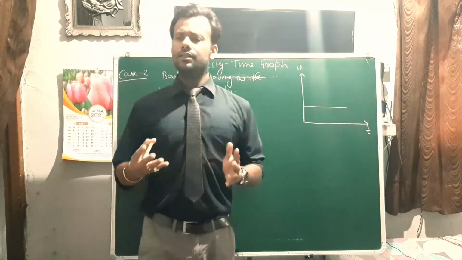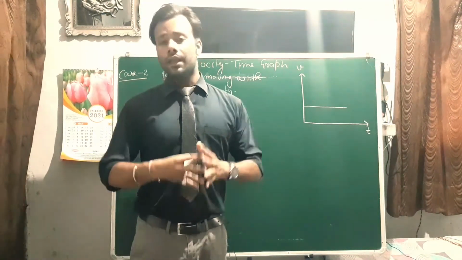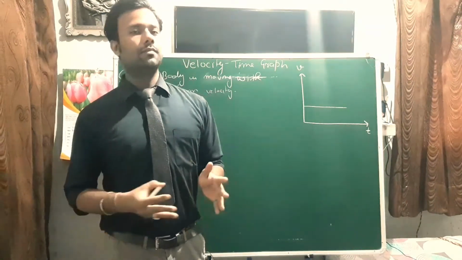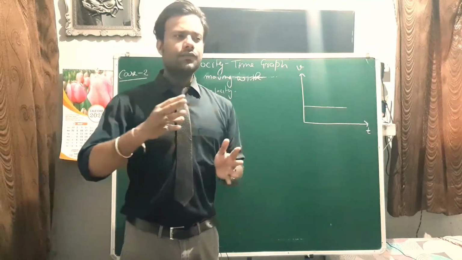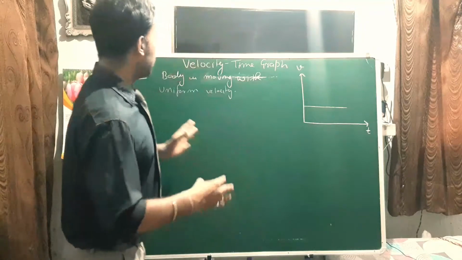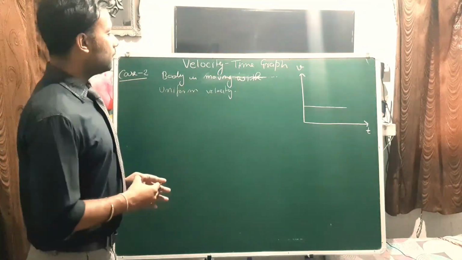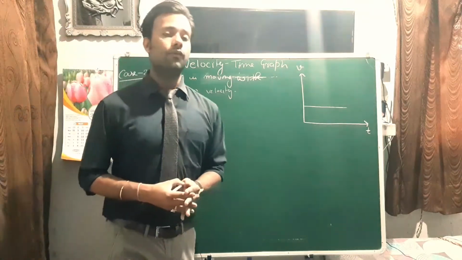I will discuss how these graphs are important, and how we can calculate other quantities like acceleration and displacement with the help of the graph. But let us first cover the types of graphs, right? So this is your second type of graph, when the body is moving with uniform velocity.